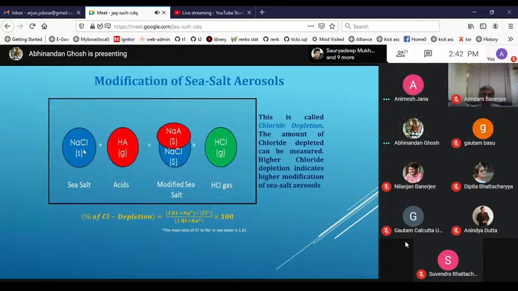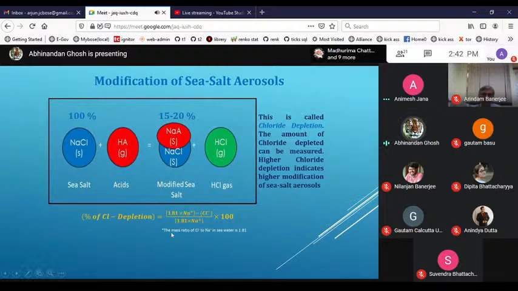Okay. But they act as a brilliant cloud condensation nuclei. But when these sea salts are in a humid condition, they react with the inorganic or organic anthropogenic acids, and they form modified sea salt and release hydrochloric acid. This phenomenon is known as chloride depletion, and we measured it as follows.